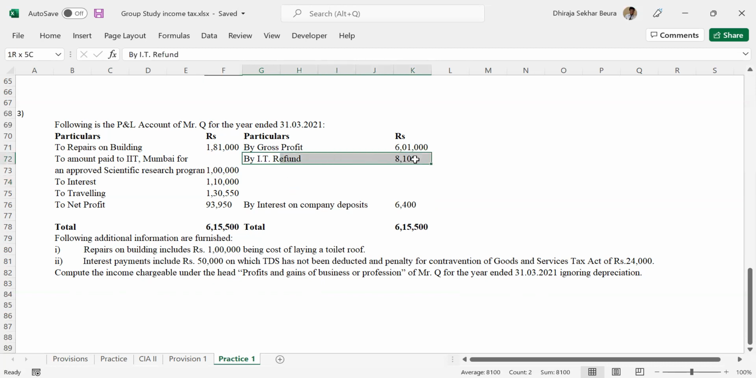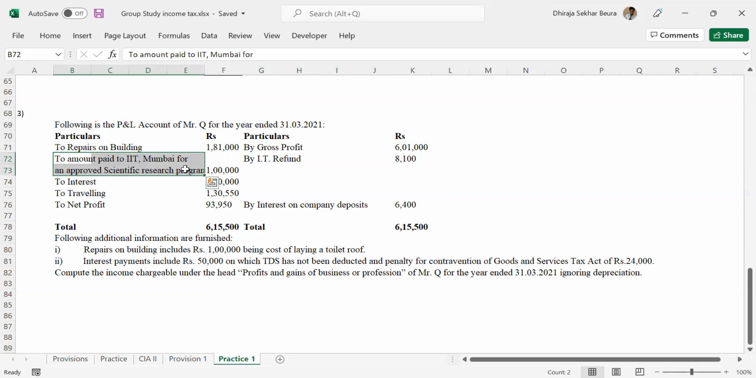IT refund. Do you think IT refund should be taxable? Many of you must have received IT refund in the past. Have you paid tax on the IT refund? No, right? It is not taxable. Yes, it is not taxable. So another information. Amount paid to IIT Mumbai for approved scientific research program, it is completely allowed, 100% allowed.